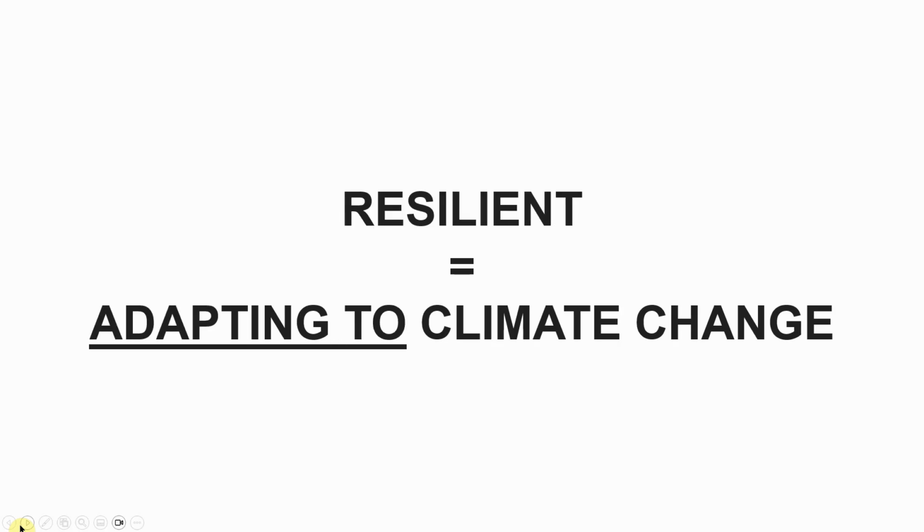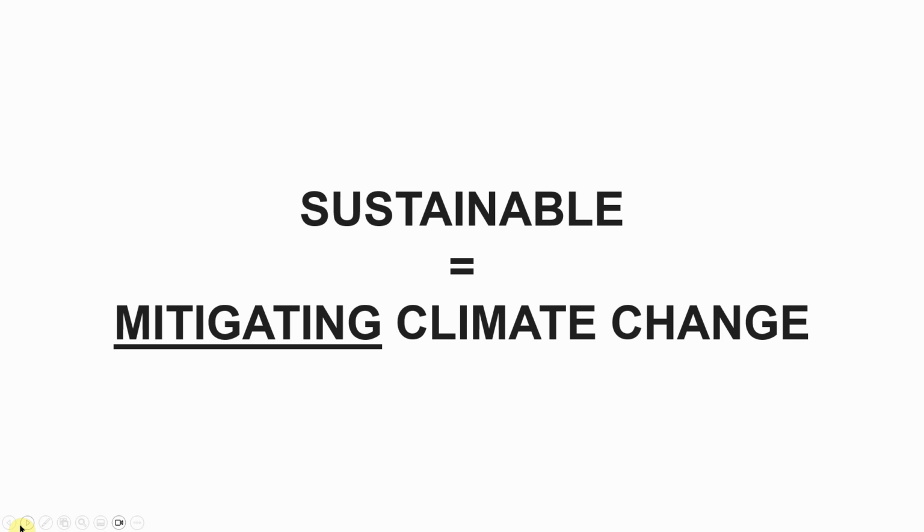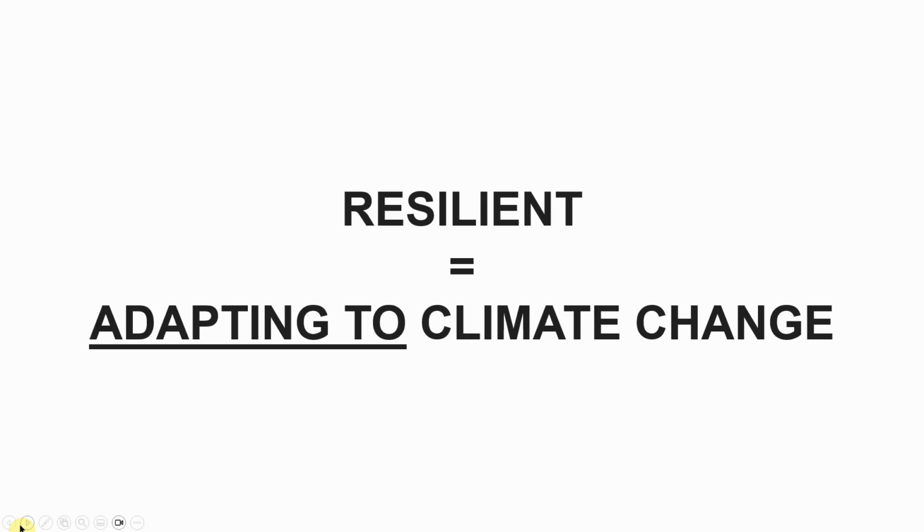So then what's resilient, and why are we bringing that up as part of this whole concept? If sustainability is mitigating climate change, we have to also realize, as we've said already, that climate change is already happening. And so we have to adapt to those changes while we're trying to mitigate it. So resilience is adapting to the climate change that's already happening.